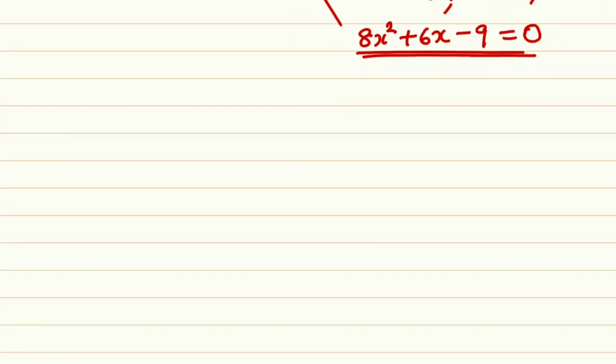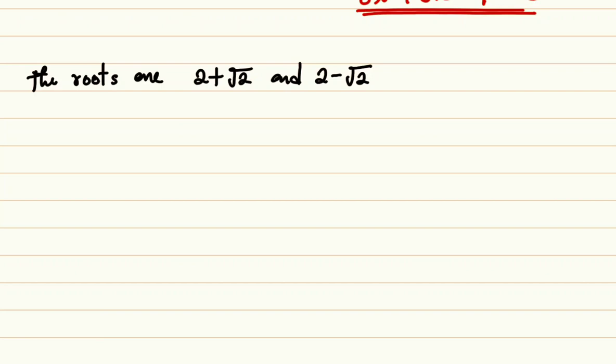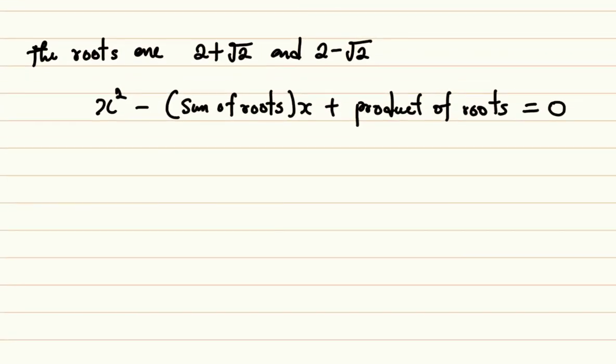Now the roots are 2 plus root 2 and 2 minus root 2. Now therefore, remember it is x squared minus the sum of roots times the unknown, then plus the product of roots is equal to 0. So therefore let's go for the sum.